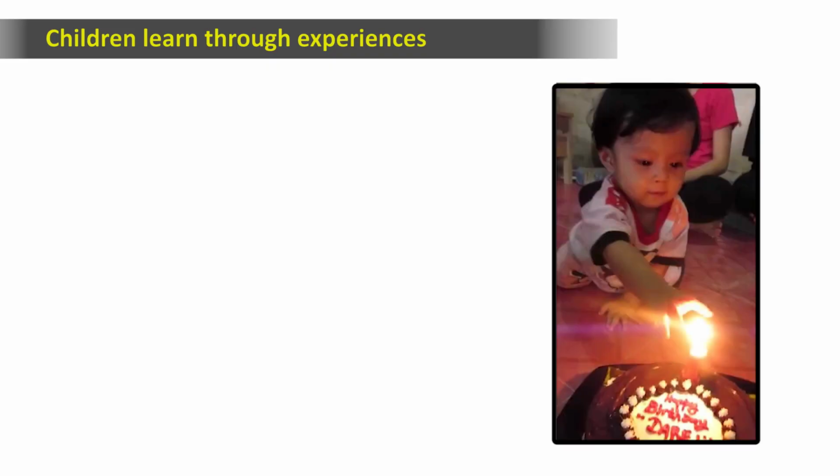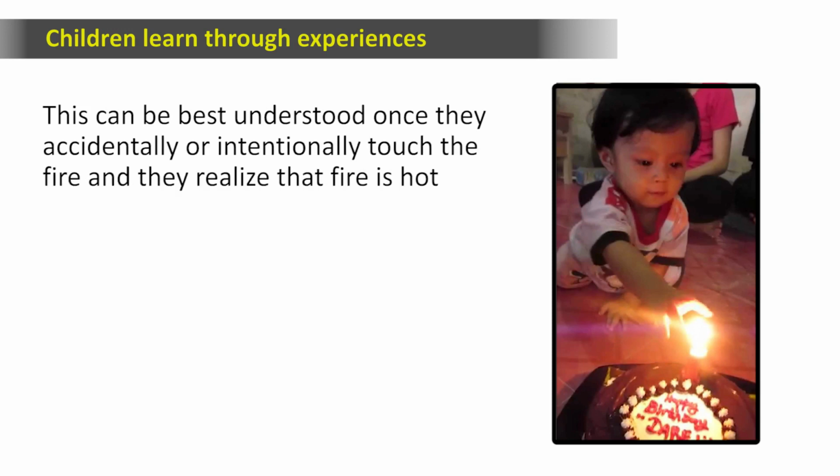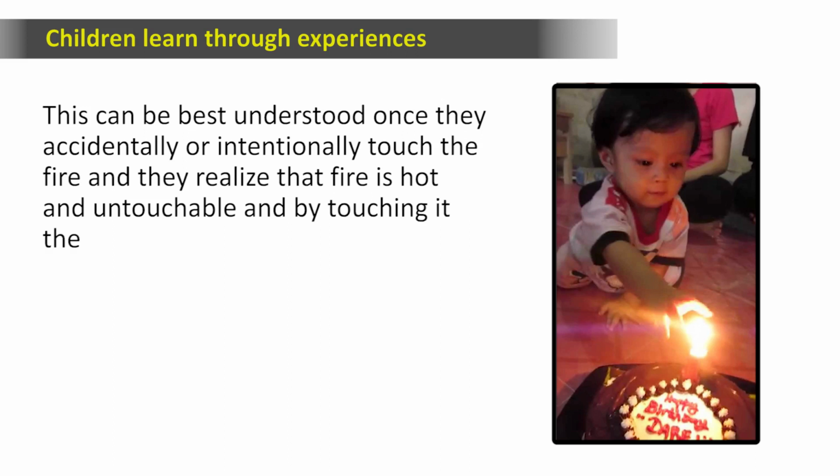One of the basic experiences which a child does not understand is that fire is hot and untouchable, and this can be best understood once they accidentally or intentionally touch the fire and realize that fire is hot and untouchable, and that by touching it they might get hurt.